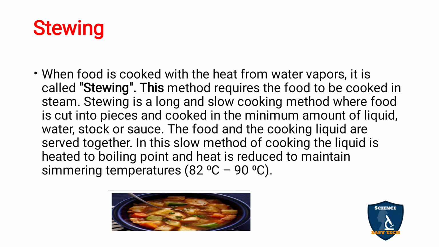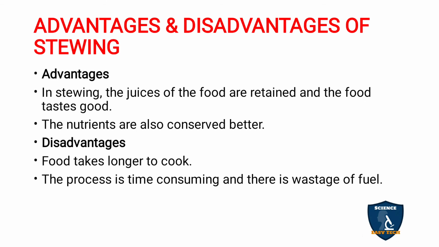In this slow method of cooking, the liquid is heated to boiling point and heat is reduced to maintain simmering temperature. So first they bring the food to boiling point and the heat is reduced, and the temperature should be maintained between 82 to 90 degrees centigrade, just below the boiling point. So you have to simmer it and you have to maintain the temperature between 82 degrees centigrade to 90 degrees centigrade. Let's see the advantages and disadvantages of stewing.